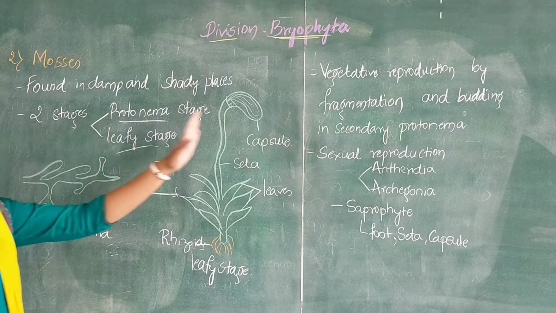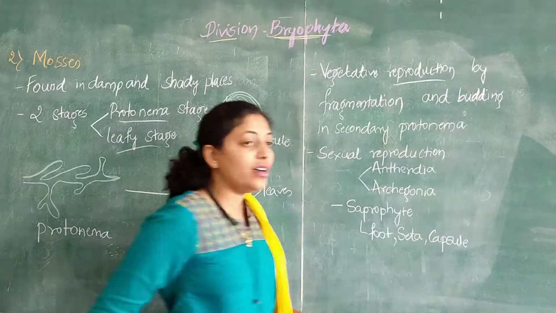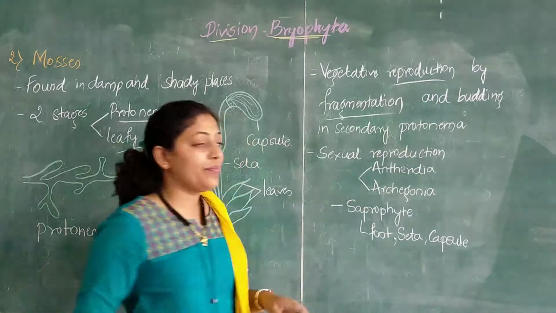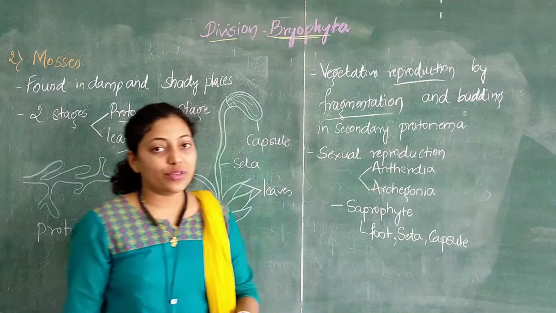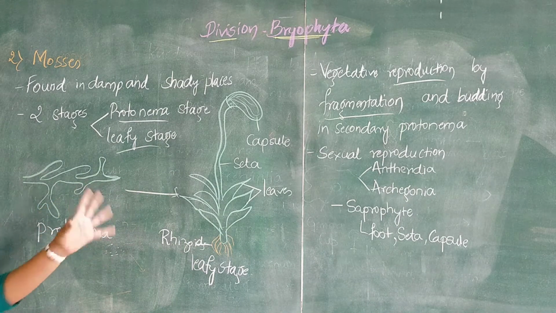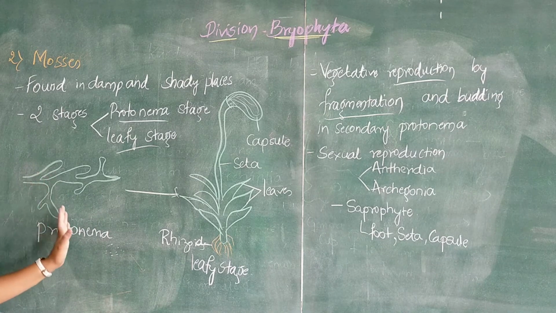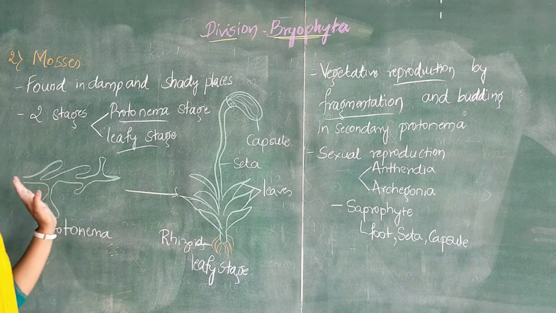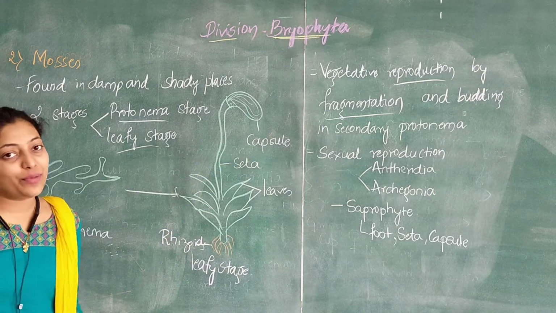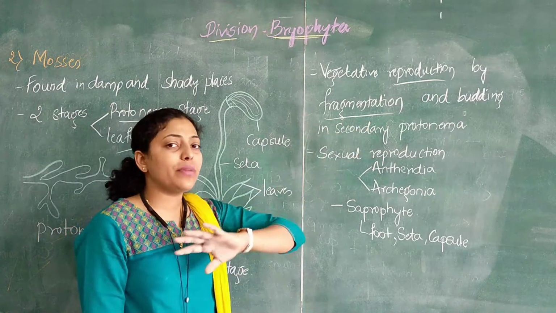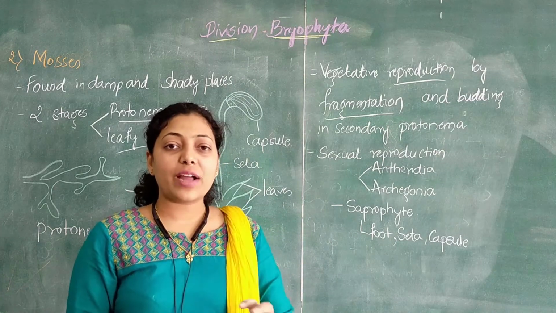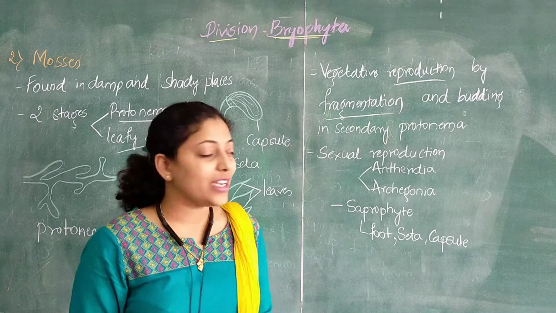When we come to reproduction, it occurs in two different forms. One is vegetative reproduction by fragmentation and budding in the secondary protonema. This is the primary protonema; the secondary protonema is the stage between the protonema and the leafy stage. In vegetative reproduction by fragmentation, the body divides rapidly, fragments are formed, and these fragments help in the development of a new plant body.